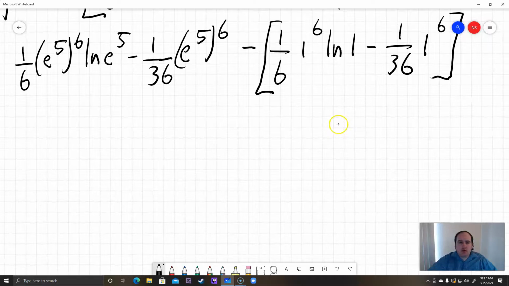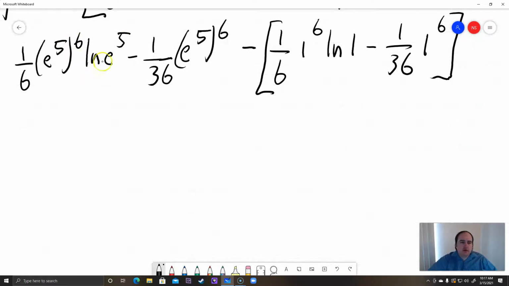So first of all, for this first term over here, remember that if you have ln and e combined with one another, they're inverse functions, so if they're composed with one another, they just cancel out. So this ln and that e cancel out, and we get 5.